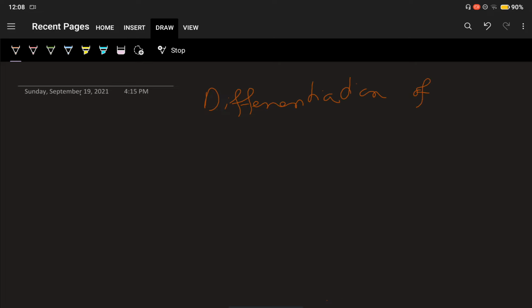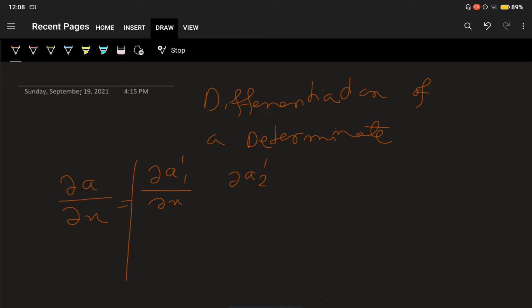Differentiation of a determinant. The differentiation of a determinant can be written as del A divided by del X equals the determinant with first row del A11 divided by del X, del A12 divided by del X, and so on up to the nth component, with the other rows A21, A22, and so on, through An1, An2, and so on, plus the determinant with the first row A11, A12, and so on to A1n. This is the first row differentiation.